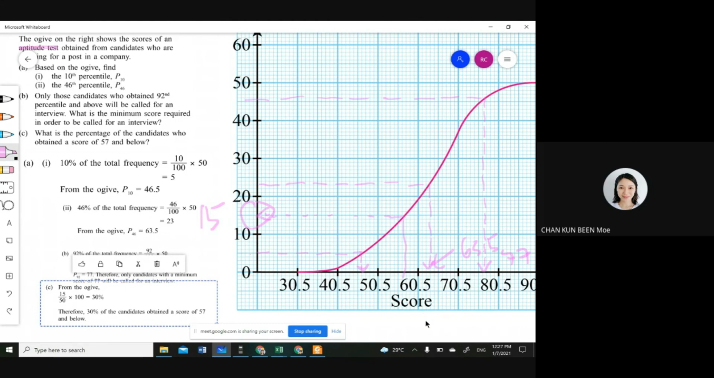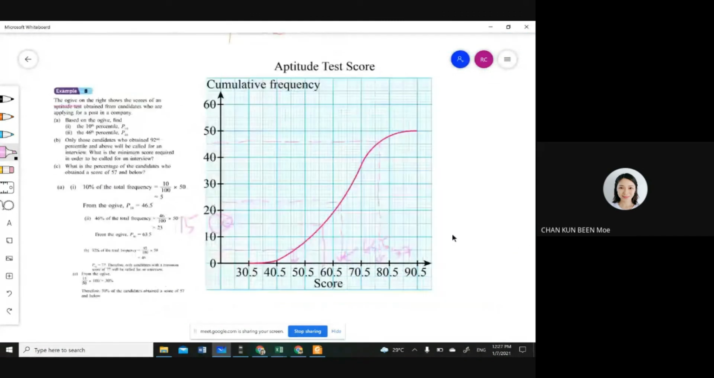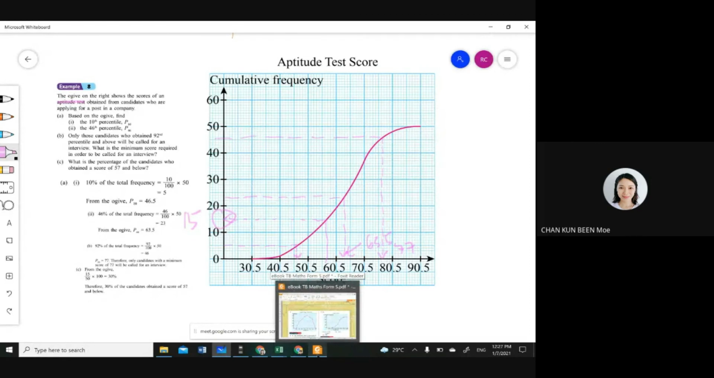Okay, so now we are at the end of our lesson already. Make sure you submit your work in the GC. What I want you to do today is just 7.1B and 7.1C.